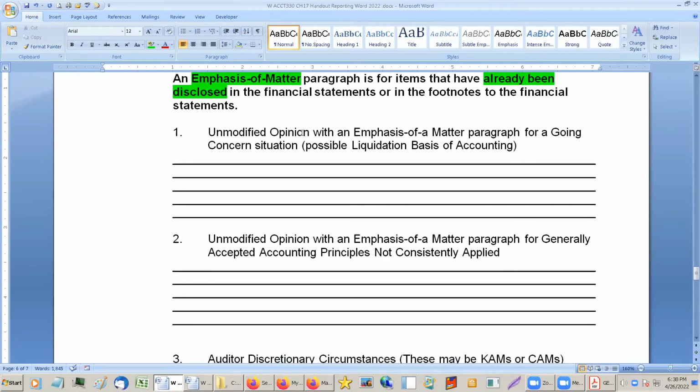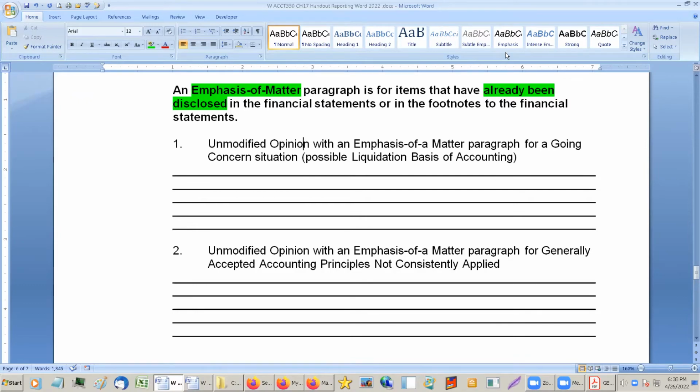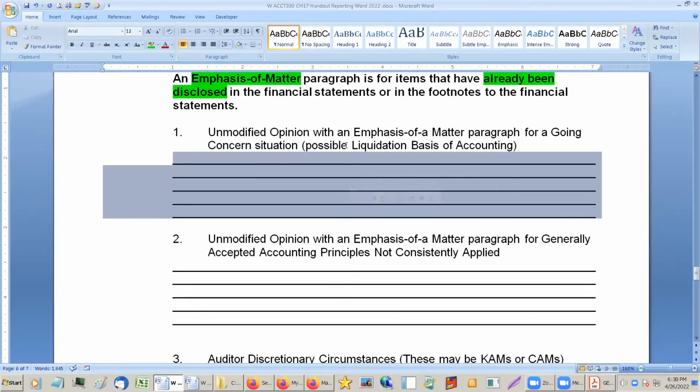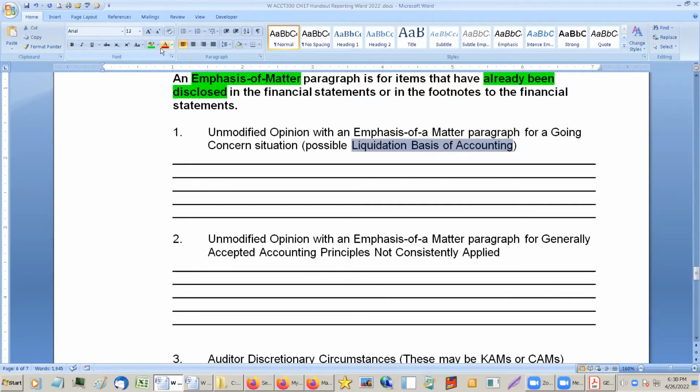Now, the unmodified opinion, it could be a modified opinion, especially if there is uncertainty, which a lot of times is for bankruptcies. It's possible that the uncertainty could get it a qualified opinion to the paragraph. But anyway, let's go ahead and look at these. So going concern, and part of the reason why you may put something like that in there is it's possible that they should be using the liquidation basis of accounting.